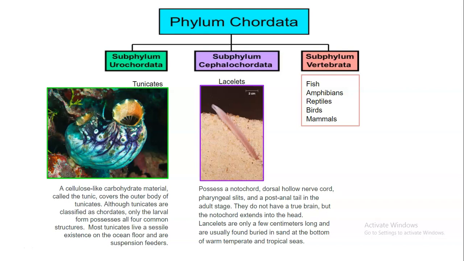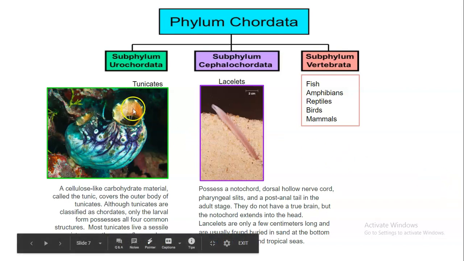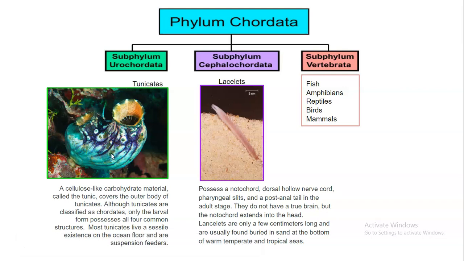Although tunicates are classified as chordates, only the larval form possesses all 4 common structures. Most tunicates live a sessile existence on the ocean floor, meaning that they're stuck in one spot, and they're suspension feeders. So they'll take in food through one hole, filter it, and digest that food in here.